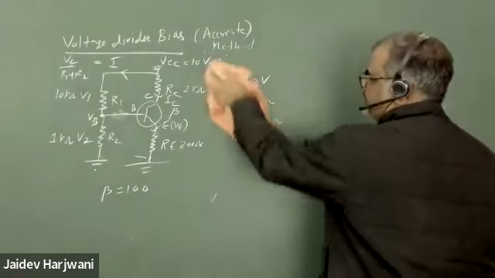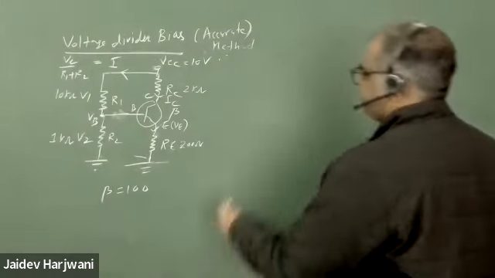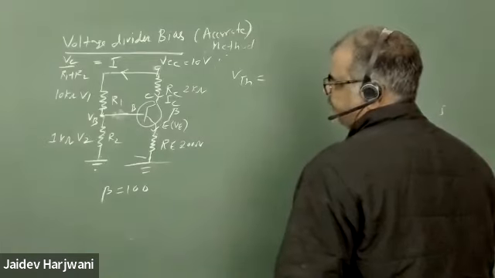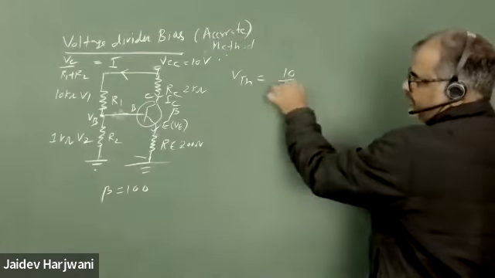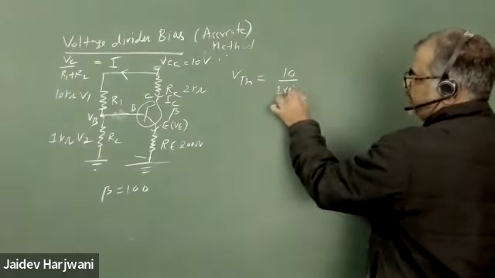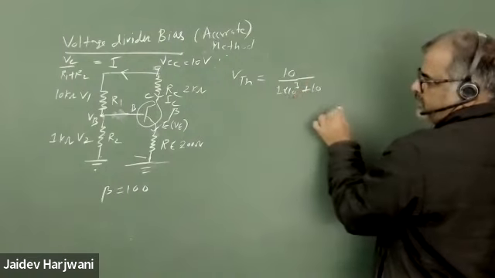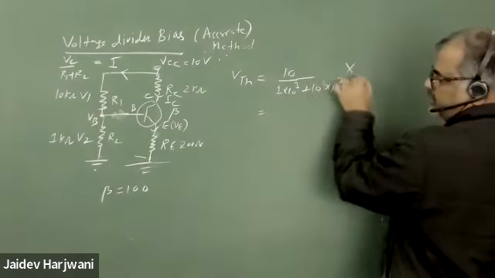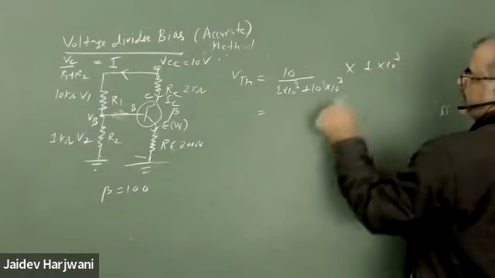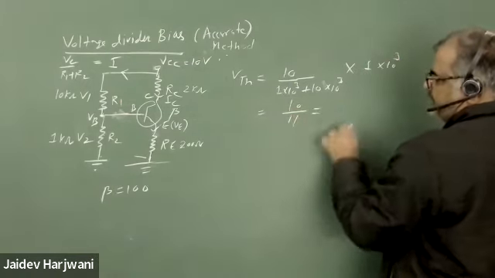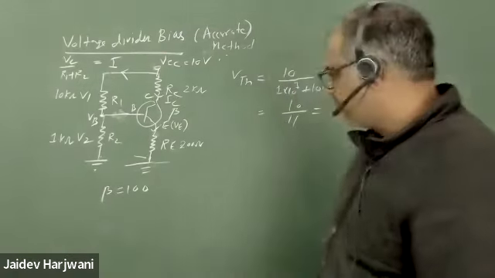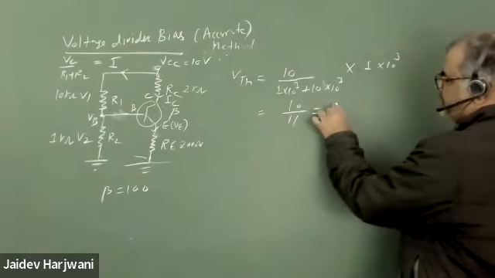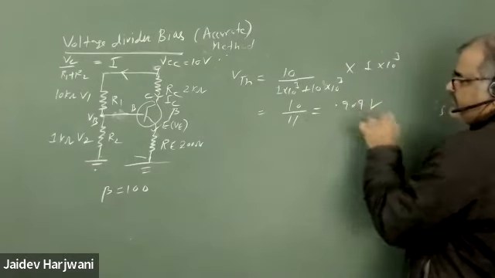So let us solve. First, we need to find V Thevenin. V Thevenin is open circuit 10 upon 11, that is, 10 times 1 kilo ohm upon (1 kilo ohm plus 10 kilo ohm). So 10 upon 11, how much is coming? 0.909 volt is your V Thevenin.